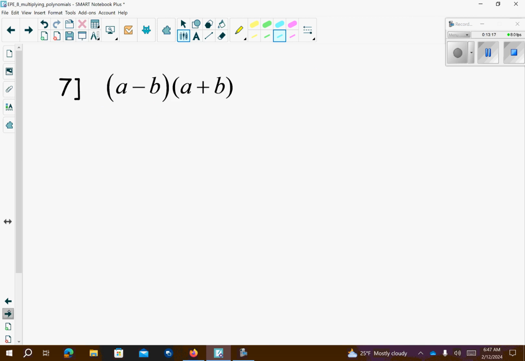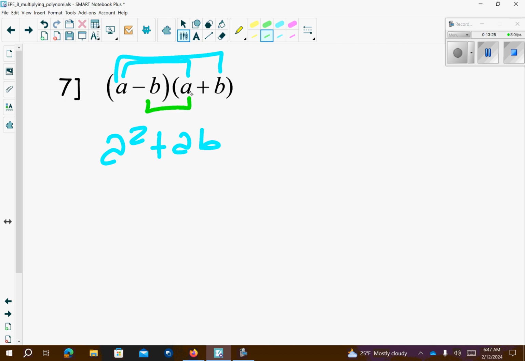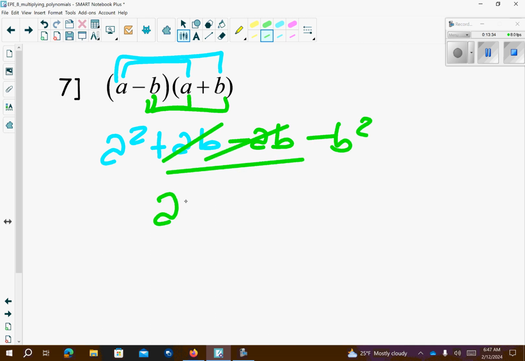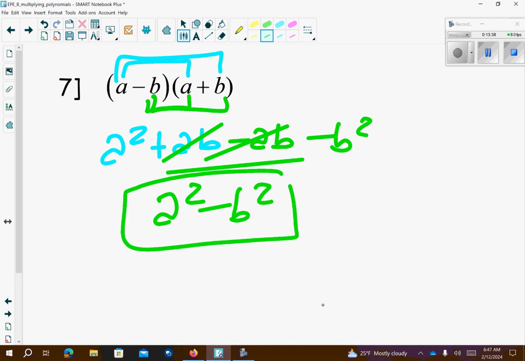All right, we didn't have a number 7 there. But if we did this one, a times a is a squared. A times b is ab. Negative b times a is negative ab. Negative b times negative b is negative b squared. I know you didn't have that. Those cancel out, so you just get a squared minus b squared. This is going to be something we're going to talk about in a later lesson, okay?